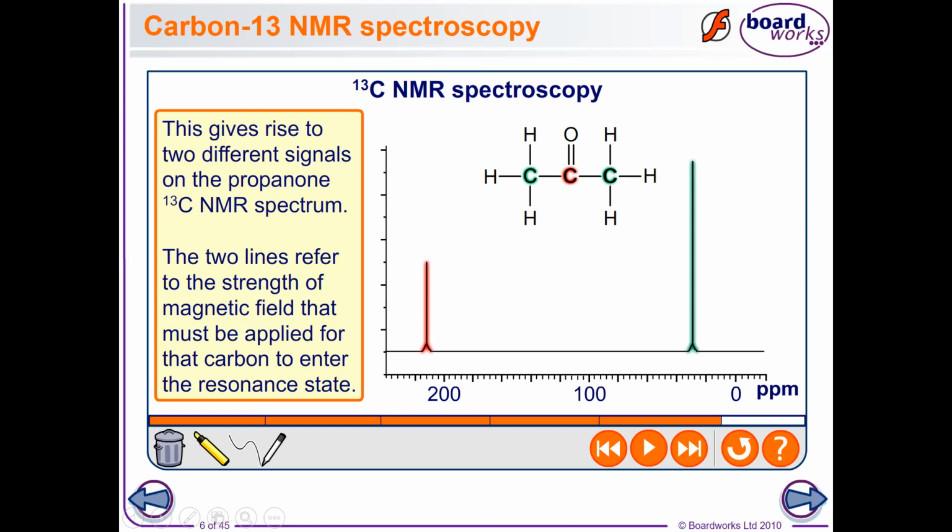This carbon, on the other hand, is 200 or so parts per million different to the magnetic field required for TMS. What that means is it's much easier to bring this carbon into resonance because effectively it is much poorer protected from the external magnetic field. So this 200 is the difference between the magnetic field required to bring this carbon into resonance and the magnetic field required to bring the carbons in TMS into resonance. Does that make sense? Okay, let's move on.